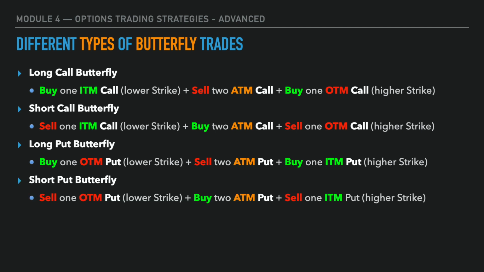Then we have the short put butterfly. You sell one out of the money put option, then buy two at the money put options, and sell one in the money put option.